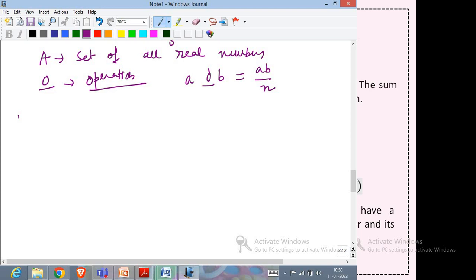So the question is, let A be a set of all positive real numbers and O dash be an operation on A defined by a O b equals abn, for all a, b that belong to A, and n is a fixed positive rational number. Prove the property, find the inverse element and identity element for the same.